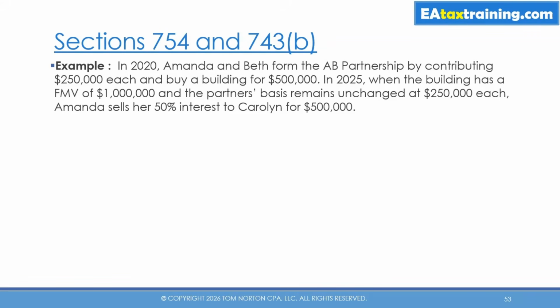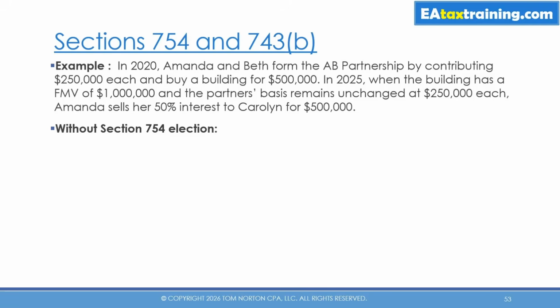So why can Amanda sell her 50% interest for $500,000? Because the building that the partnership owns is worth $1 million. So Carolyn is buying half of the partnership, so she's willing to pay half of the $1 million. So she pays $500,000 for a 50% interest in the partnership.